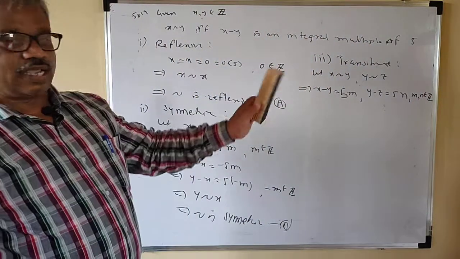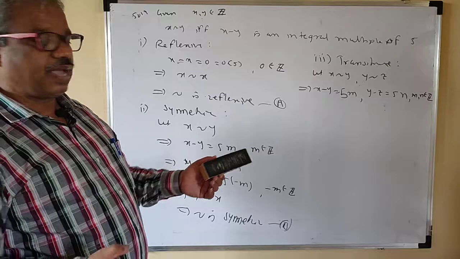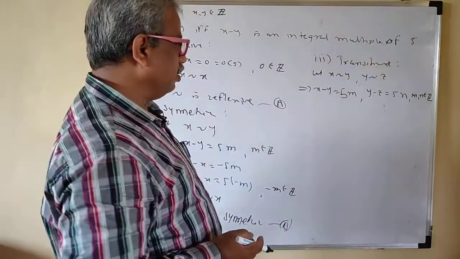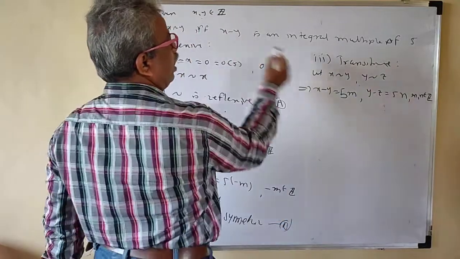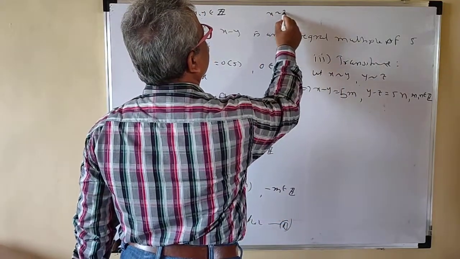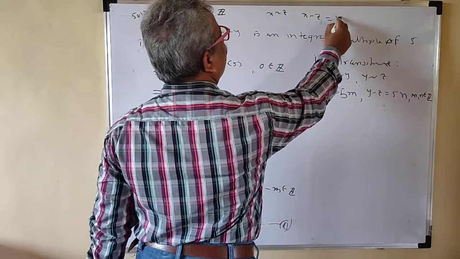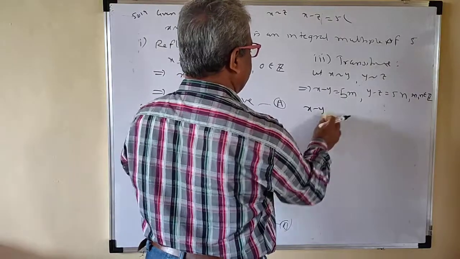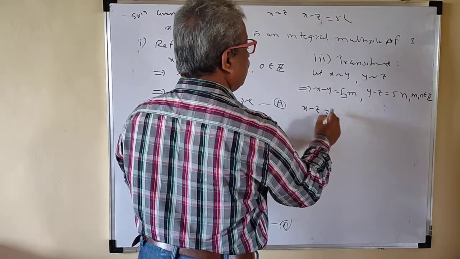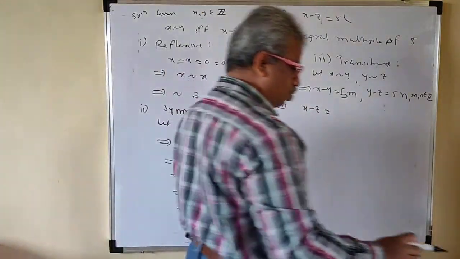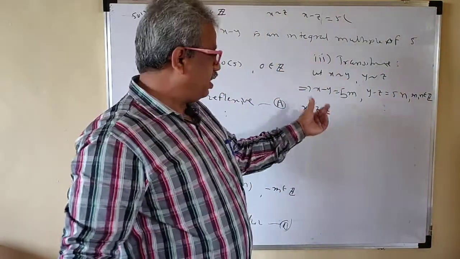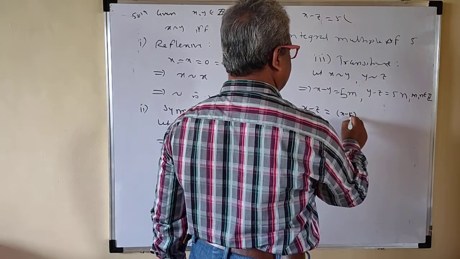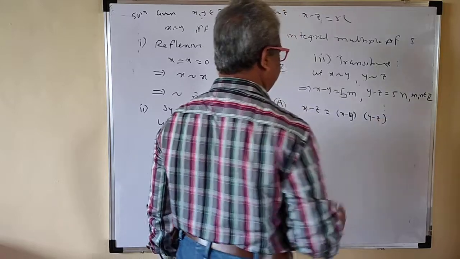You must write that m and n belong to Z, because m and n are not given in the problem, so that is what you should mention. Now what do you want to prove? X is related to z. What does it imply? X minus z is equal to 5 times some integer. So we'll write x minus z with the help of x minus y and y minus z. So I write x minus y, and y minus z also.